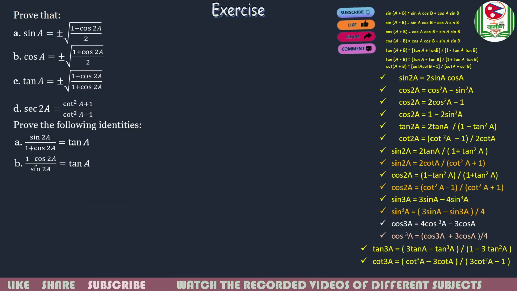Here in the next, 1 minus cos 2A upon sin 2A equals tan A. You can apply the same thing: 1 minus cos 2A, just put 1 minus cos square A minus sin square A, so it is going to be sin square A plus sin square A, which is 2 sin square A. And sin 2A means 2 sin A into cos A.